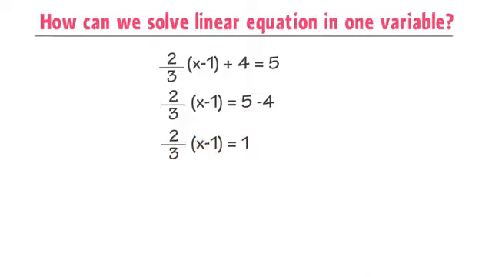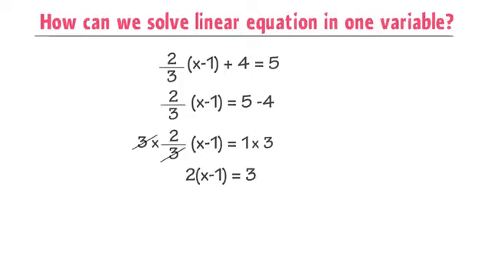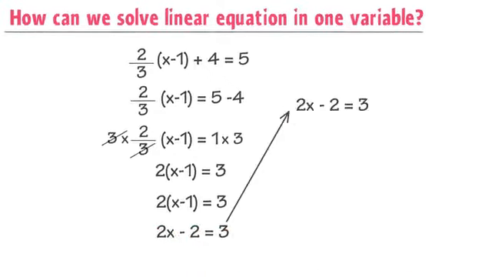Now it is time to terminate 3 as a denominator. To do so, we multiply both sides by 3. 3 into 2 divided by 3 into x minus 1 is equal to 1 times 3. 3 and 3 is cancelled out. As a result, we get 2 into x minus 1 is equal to 3, or 2x minus 2 is equal to 3. Now again we will shift minus 2 from the left hand side to the right hand side.